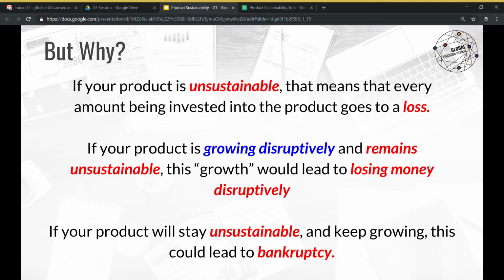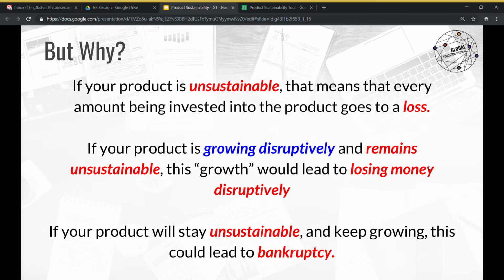But why are we supposed to talk about this one? If your product is unsustainable, that means every amount being invested into the product goes to a loss. If your product is growing disruptively and remains unsustainable, this growth would lead to losing money disruptively. If your product will stay unsustainable and keep growing, this could lead to bankruptcy.